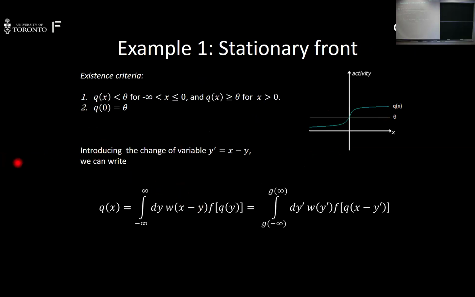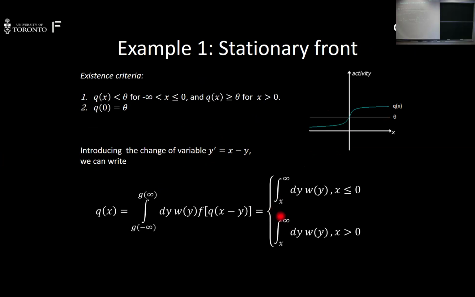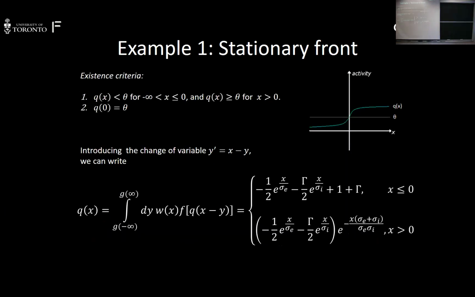So the way to approach this is to just introduce a change of variable. We're going to add this y prime in. So we're going to substitute y prime on the right hand side, and this is going to let us get an expression that we can solve where we don't have x in the integral for below and above 0. So this is going to give us our solution for our stationary front.